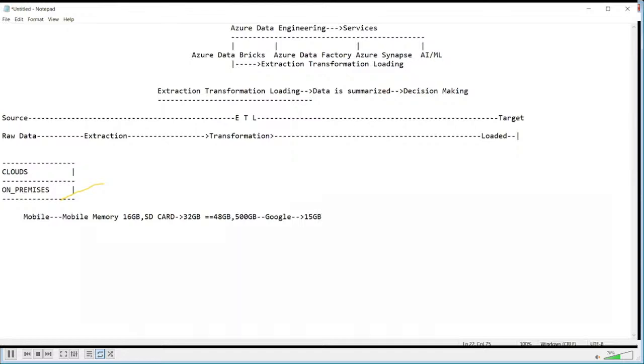15 GB of memory is provided to you by default by Google. But now you have to store 500 GB, guys. So what do you have to do? Tell me now.